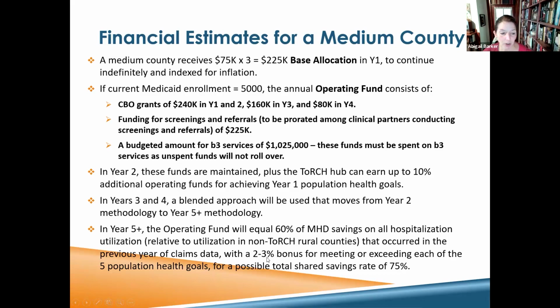And then there's a 2 to 3% bonus for meeting or exceeding each of the 5 population health goals. So really our ultimate goal is that everybody gets 75% back. And honestly, the other 25% is kind of what covers the rest of the model, including paying for Unite Us and things like that. So really, this model is aspiring to be revenue neutral to the state over time. That's how we think of it, and that's just a general example.